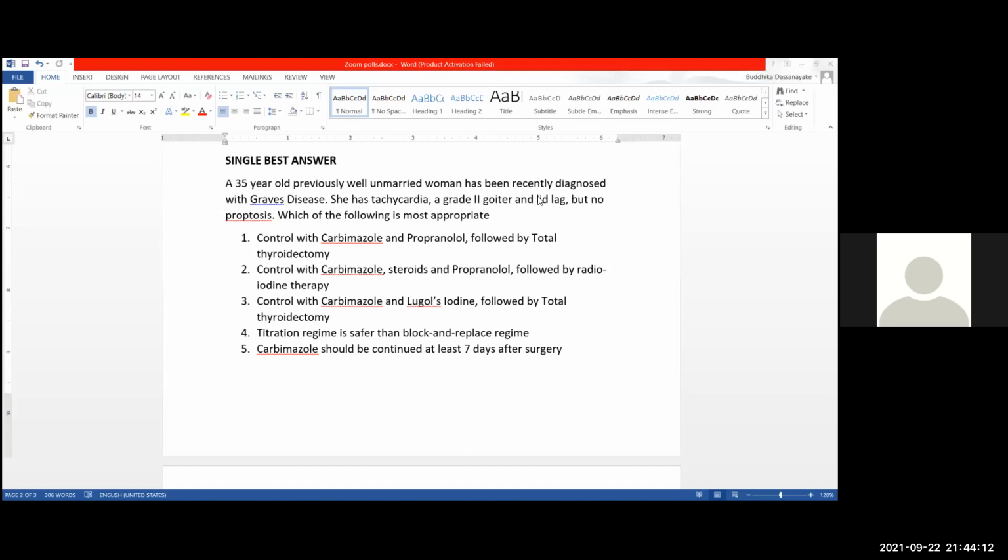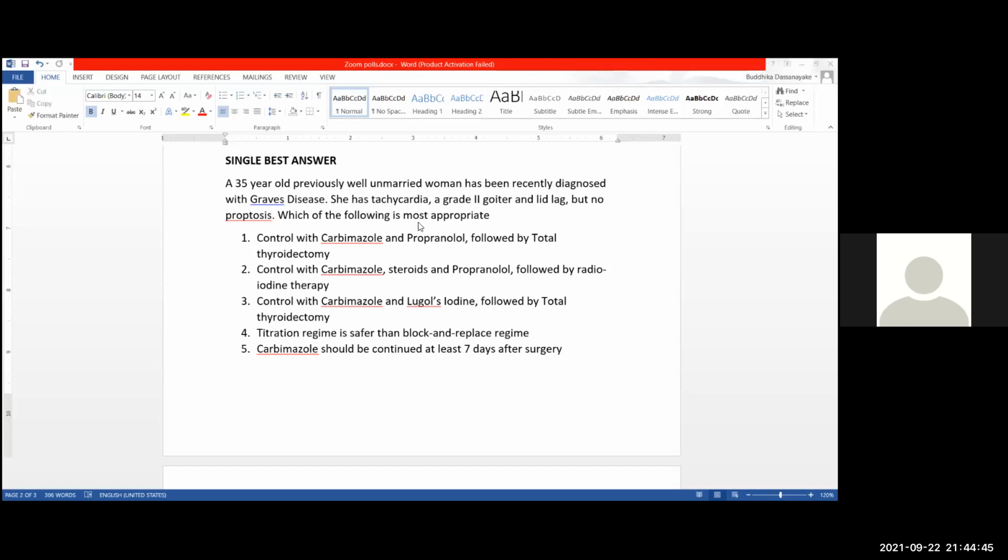Right, we have gone over 1 minute. I'll stop now. Right, so we are talking about a 35-year-old lady diagnosed with Graves' disease, tachycardia, a grade 2 goiter, and lid lag, but no proptosis. Which of the following is most appropriate? Right, so first one is control with carbimazole and propranolol, followed by total thyroidectomy.